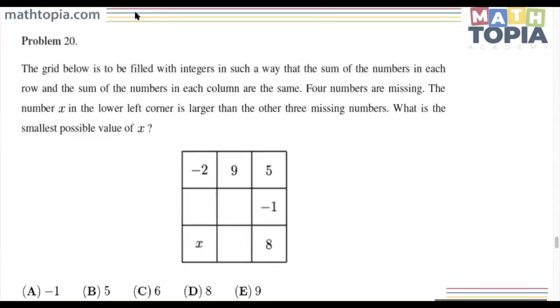All right. Problem 20, we have a grid of 9 integers. And this is supposed to be like a magic square, right? If you've ever seen a magic square, the sum of the numbers in each row and the sum of the numbers in each column are the same. 4 numbers are missing. The number x in the lower left corner is larger than the other 3 missing numbers. What is the smallest possible value of x?